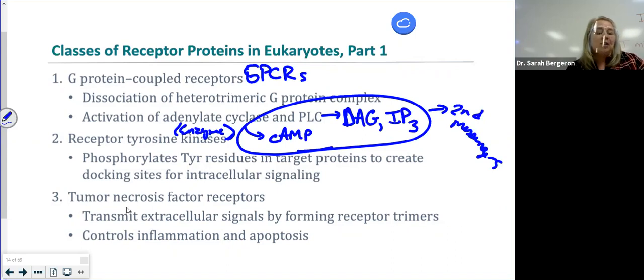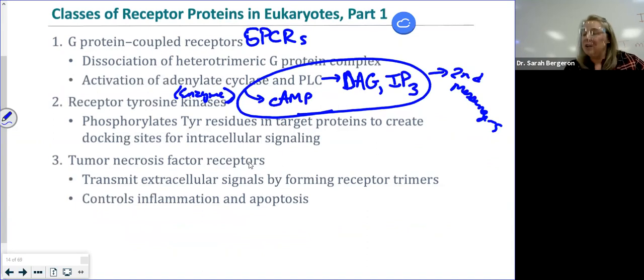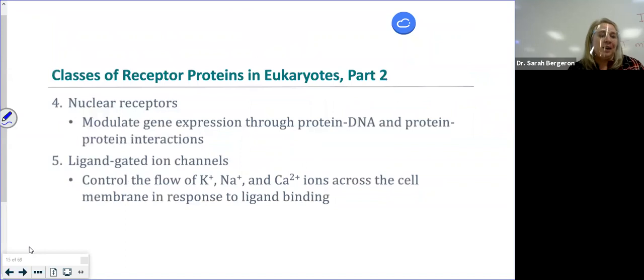Okay. Tumor necrosis factor receptors, we're not going to spend a whole lot of time on these, but basically they exist on the membrane as three separate components. When they're unbound, they're separate; in their bound state, they get together. And because of that trimerization, they can induce downstream effects of inflammation and apoptosis. And so it's really, really interesting, but we're just not going to spend a whole lot of time on it.